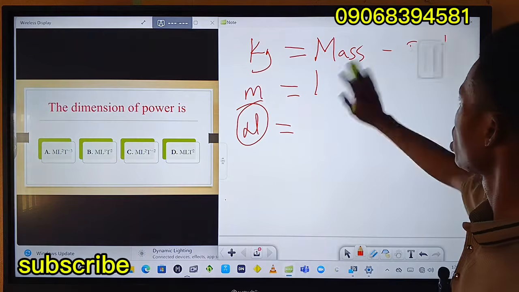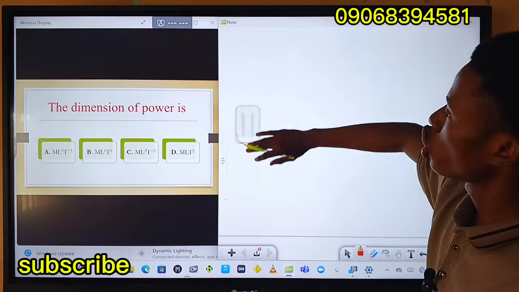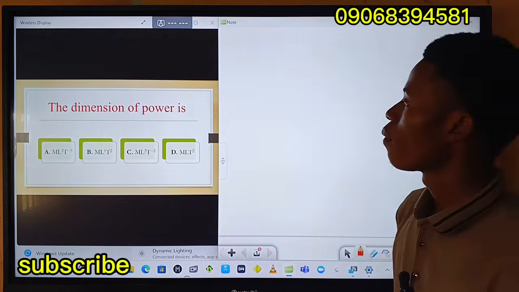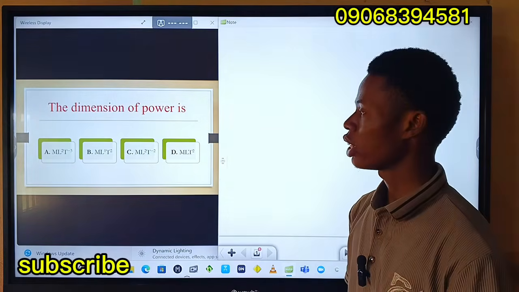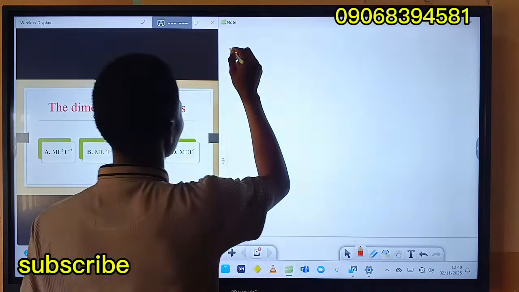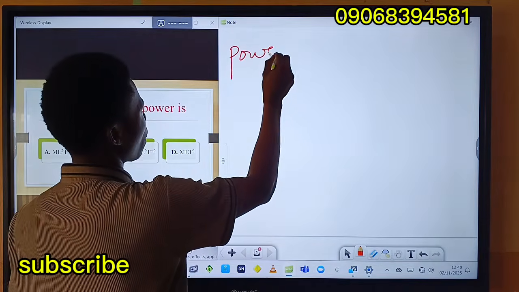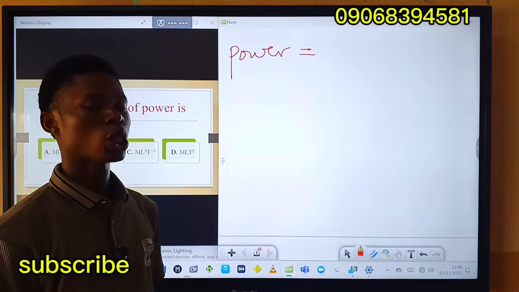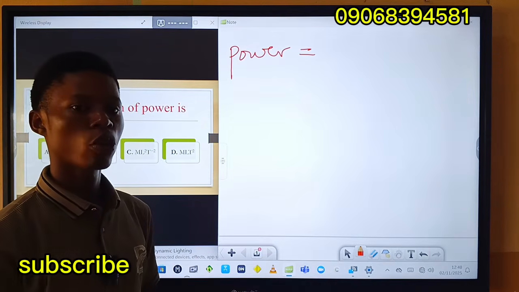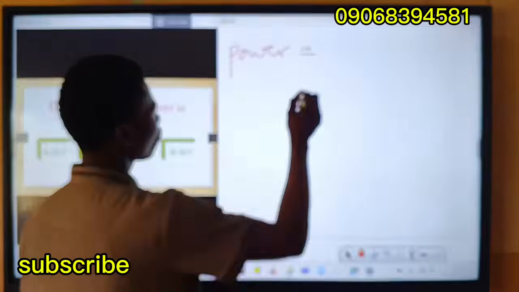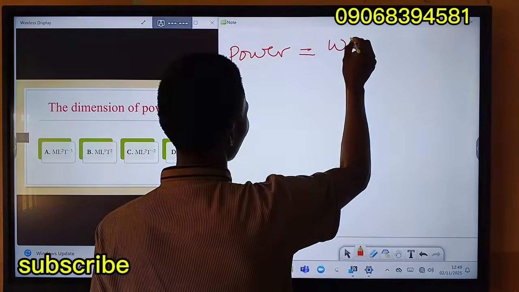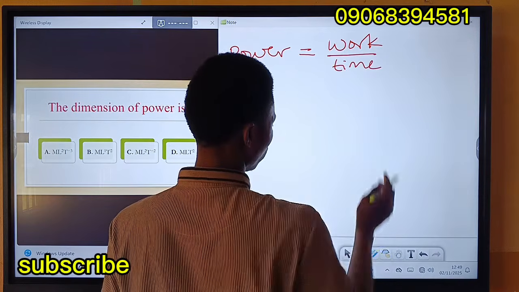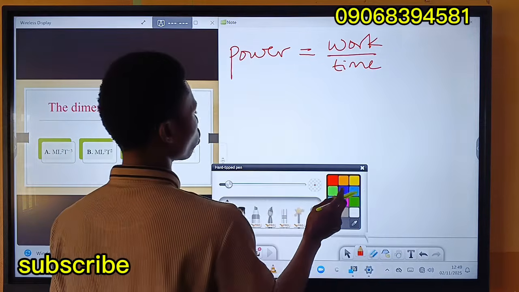The next question says, the dimension of power is dash. Power. Alright, let's look at it now. The formula for power, I told you, anytime you want to find the dimension, the first thing you have to do is to write the formula. If you don't know the formula, you cannot solve it. The formula for power is work done over time taken, right?